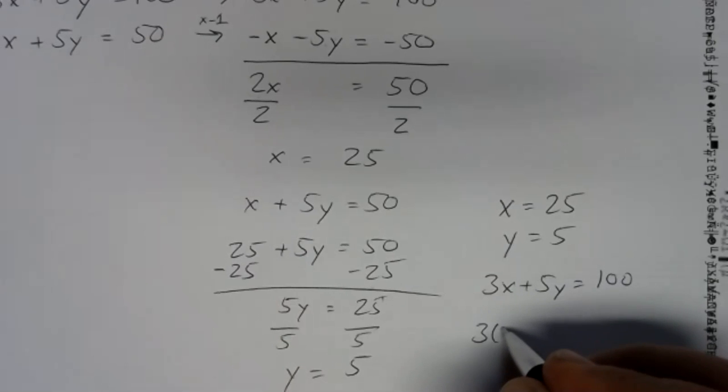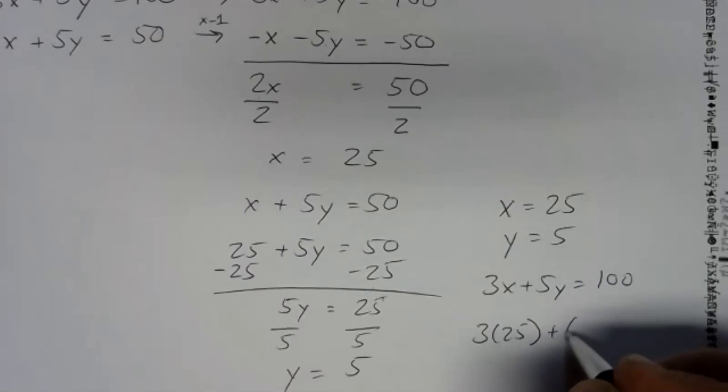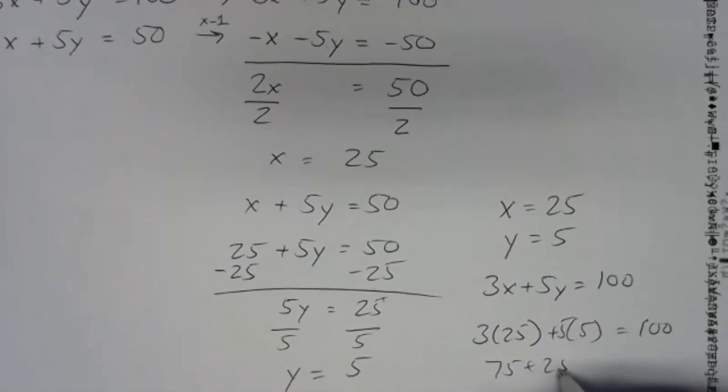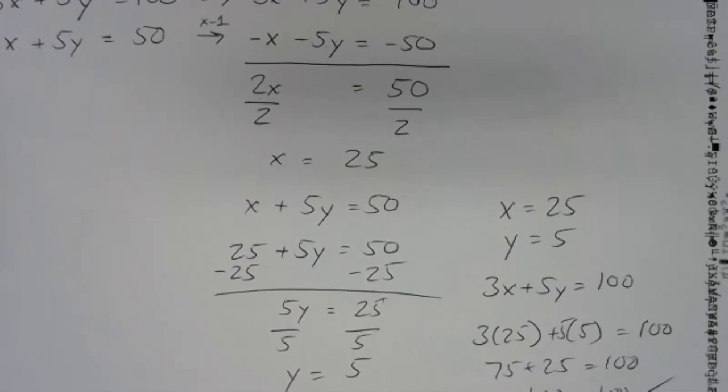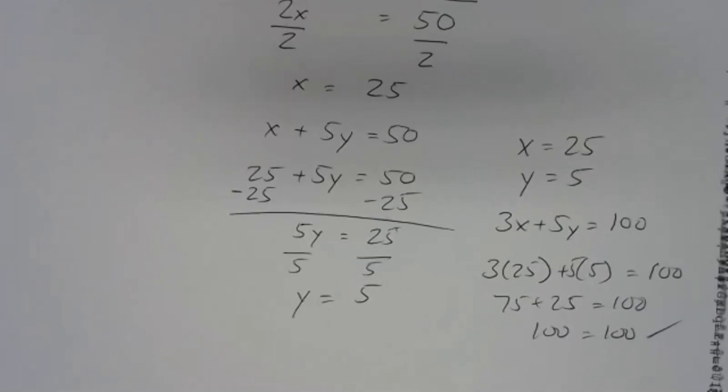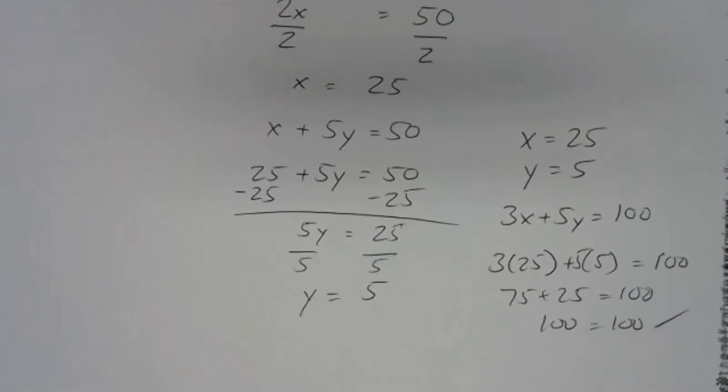So we've got 3 times 25 plus 5 times 5. I want to see if that's 100. We've got 75 plus 25. That looks like 100. So that checks out. So that's simultaneous equations. Any questions on that one?